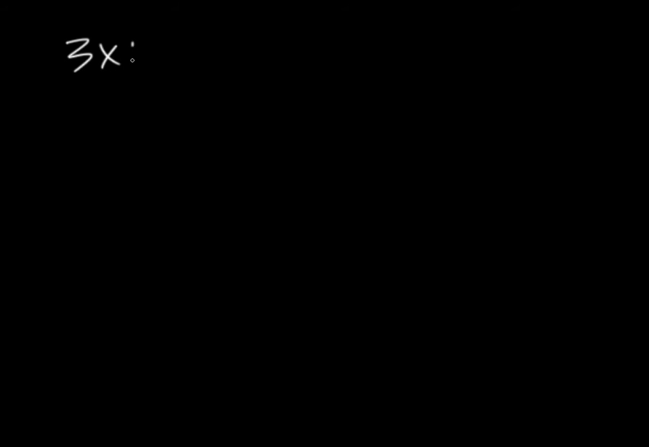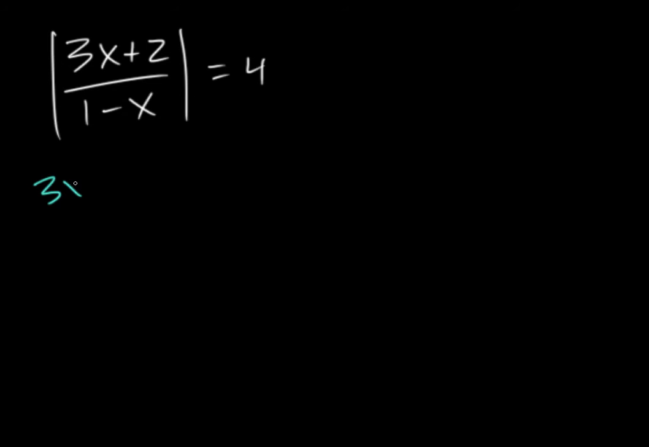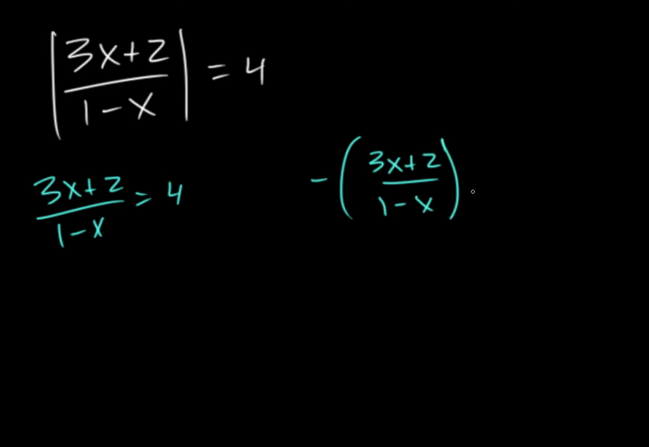Okay, 3x plus 2 over 1 minus x, absolute value, equals 4. Okay, once again, absolute value, the insides could be positive or negative and still come out with a positive answer. So we're going to first just write it how it is without the absolute values, and then we're going to think of it as if it were negative.